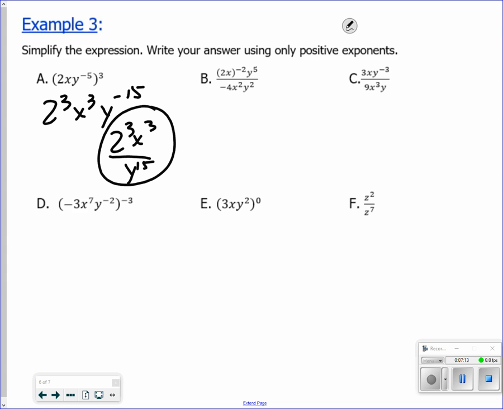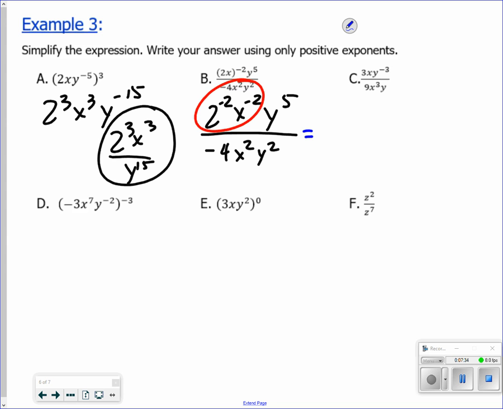Ooh, the next one's a little bit harder. 2 to the negative second, x to the negative second, y to the 5th. Now, negative exponents mean they're in the wrong location. So both the 2 and the x need to move. They both need to move to the bottom. So I'm running out of space here, but I'm going to move 2 to the second to the bottom, x to the second to the bottom, and it already has a negative 4, an x squared, y squared.